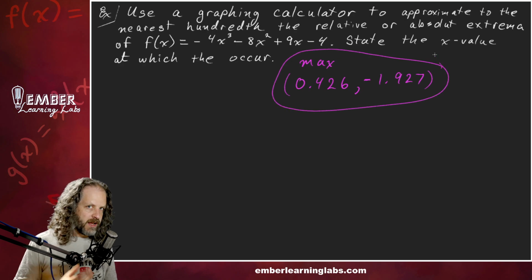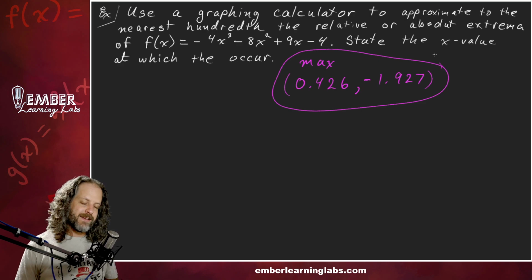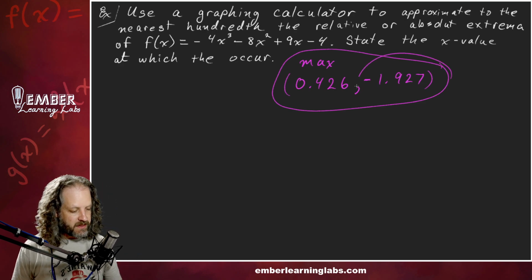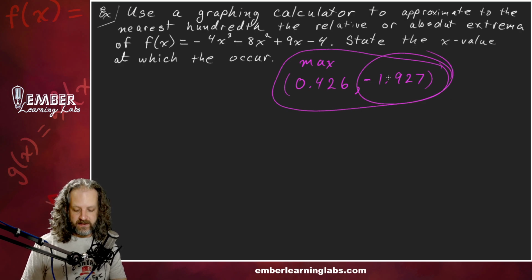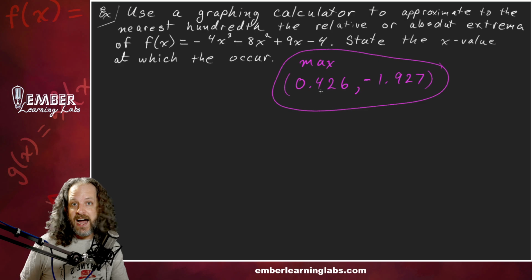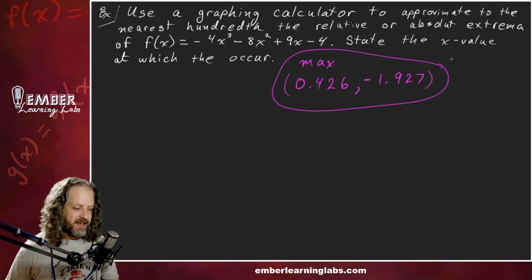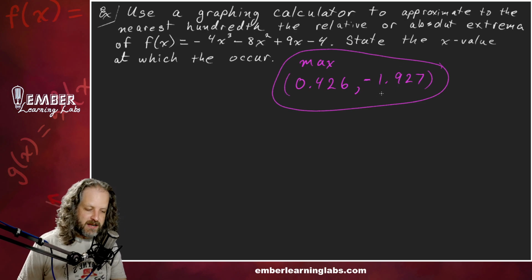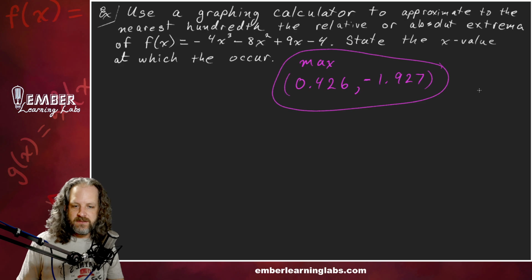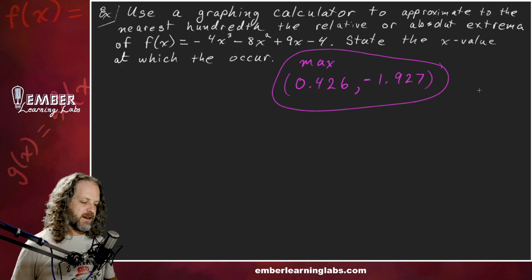It's worth noting, for understanding, that the relative maximum is the highest that it gets. And its corresponding x value, if this was in a physics class or something, would probably be the corresponding time. At time 0.426 seconds, the thing was negative 1.927 feet underwater or something along those lines, right? And so that's what we're talking about there.